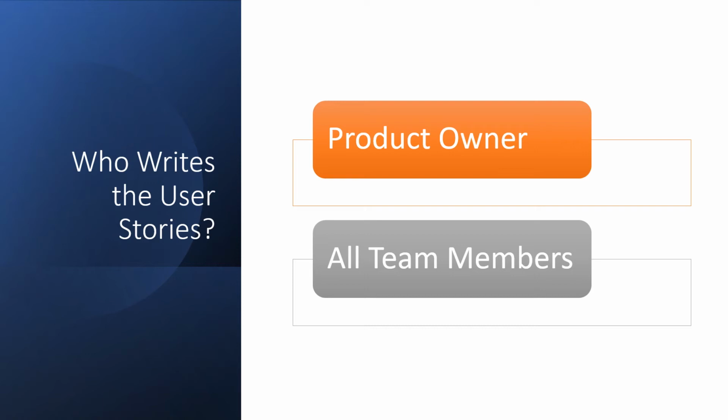As user stories are created, they are added to the product backlog. The product owner is responsible for creating the initial set of user stories and is also responsible for managing the product backlog. As user stories are created, the product owner ensures they meet the required criteria and are prioritized appropriately.